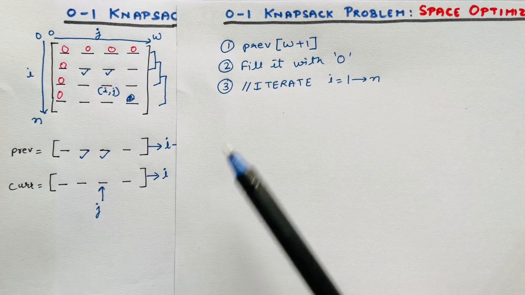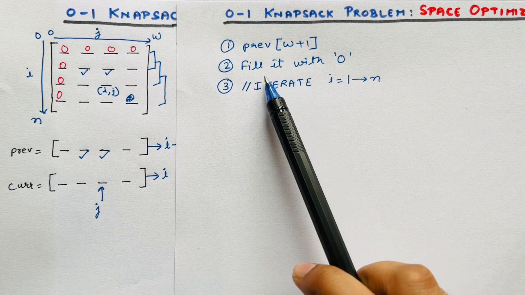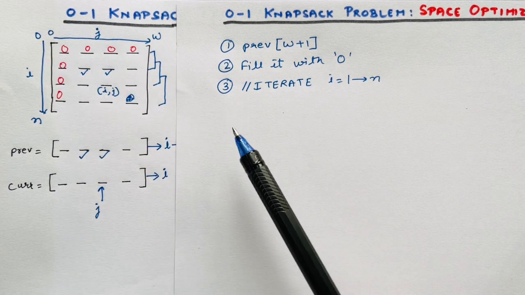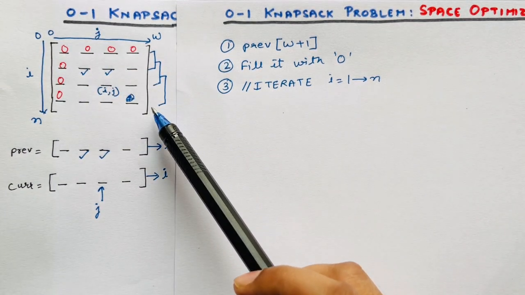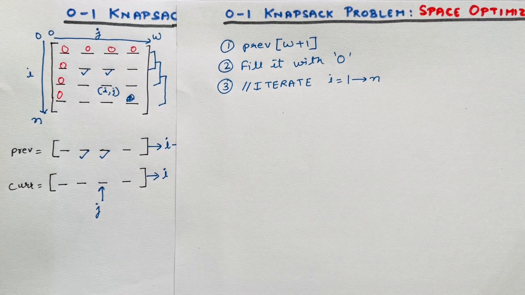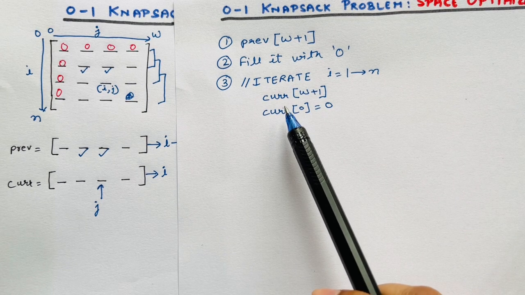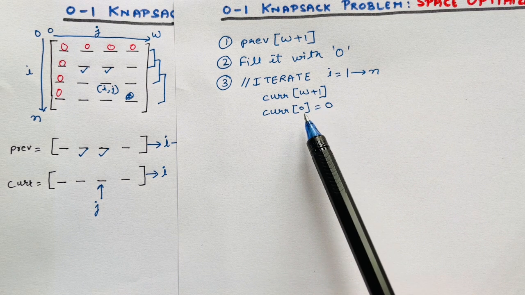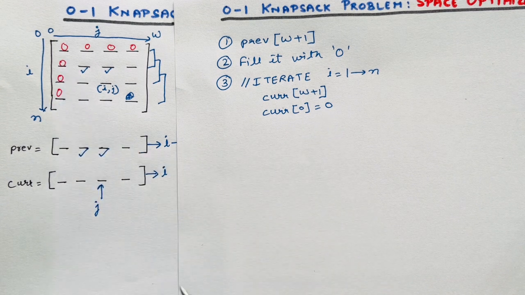It is clear that we need a previous array of size w plus 1, and we have to fill it with zeros initially because this corresponds to row 0 of the matrix. Then we have to iterate from i equal to 1 till i equal to n, because now we will be filling a current row at every i. Since in every iteration we will be filling a new current row, we declare a new current row here with size w plus 1, and we assign its first element's value as 0 because this corresponds to the base condition.